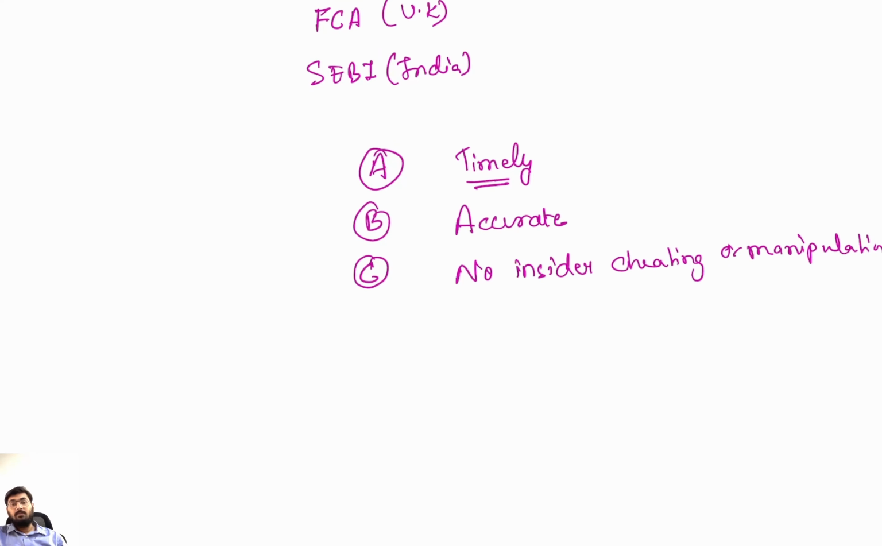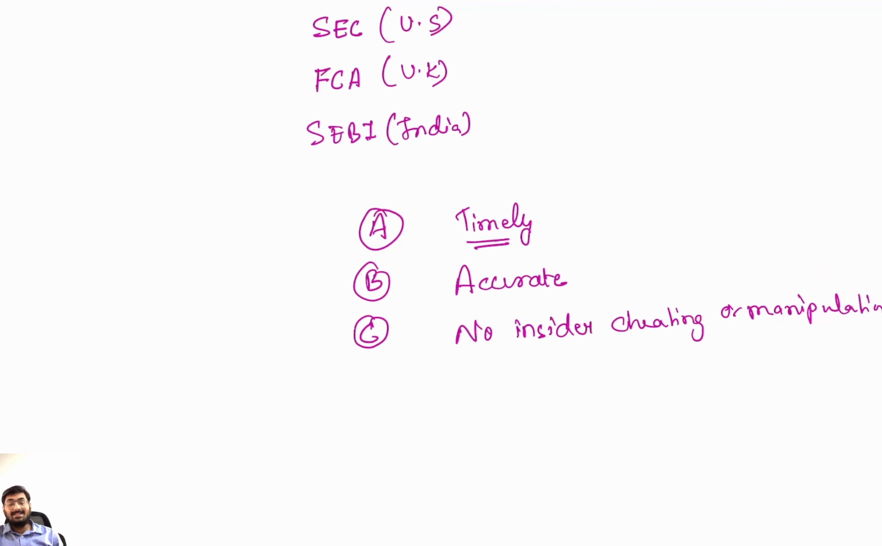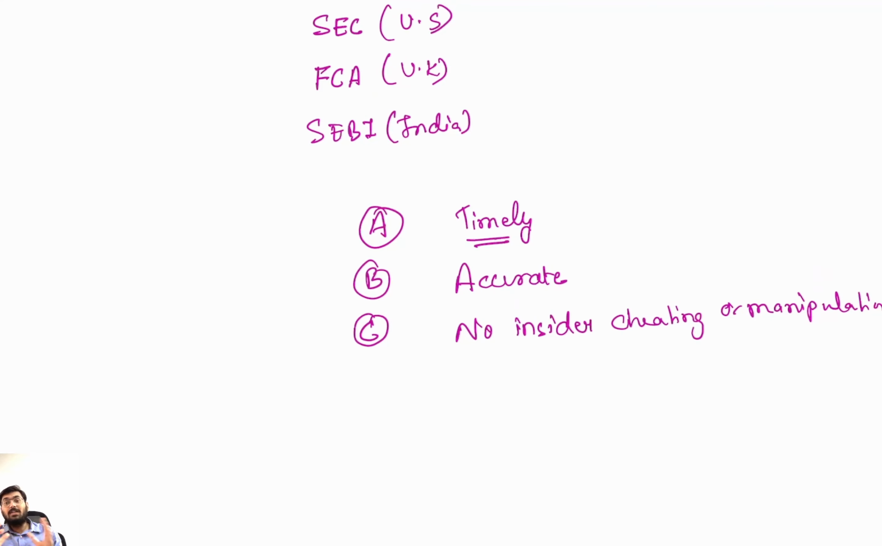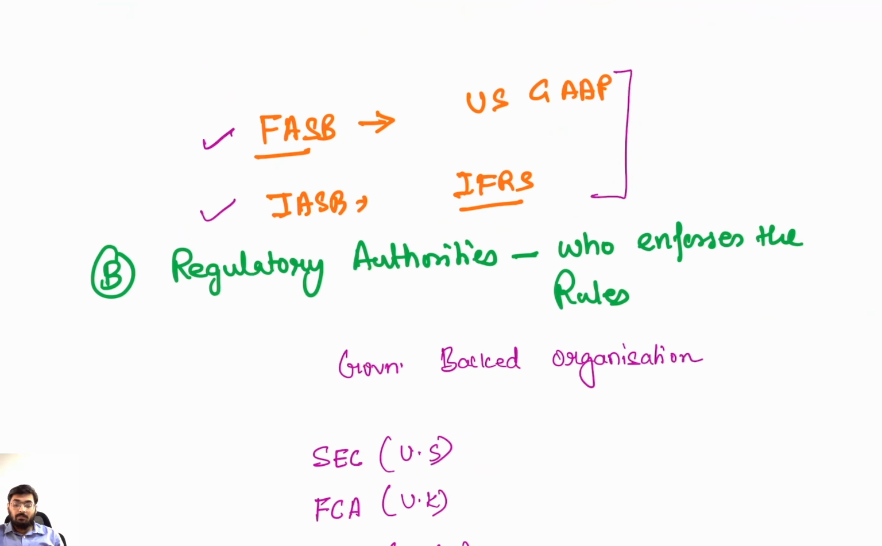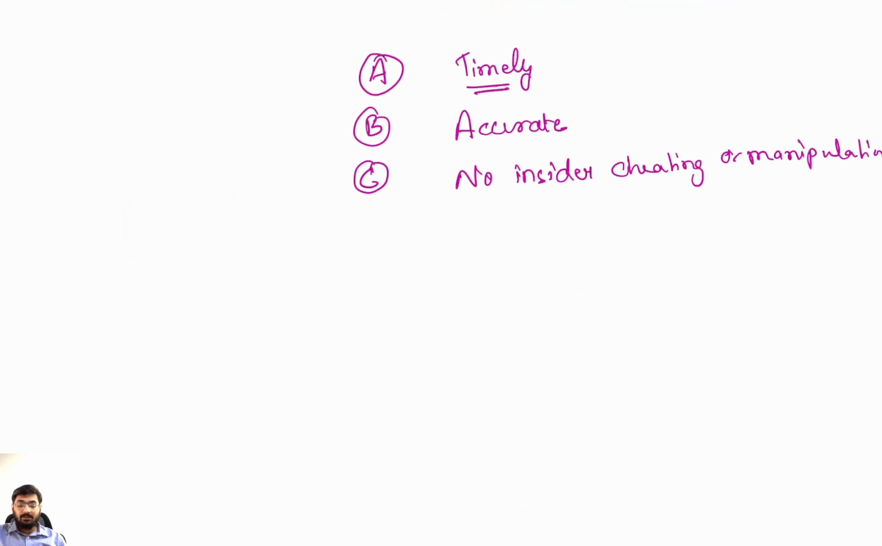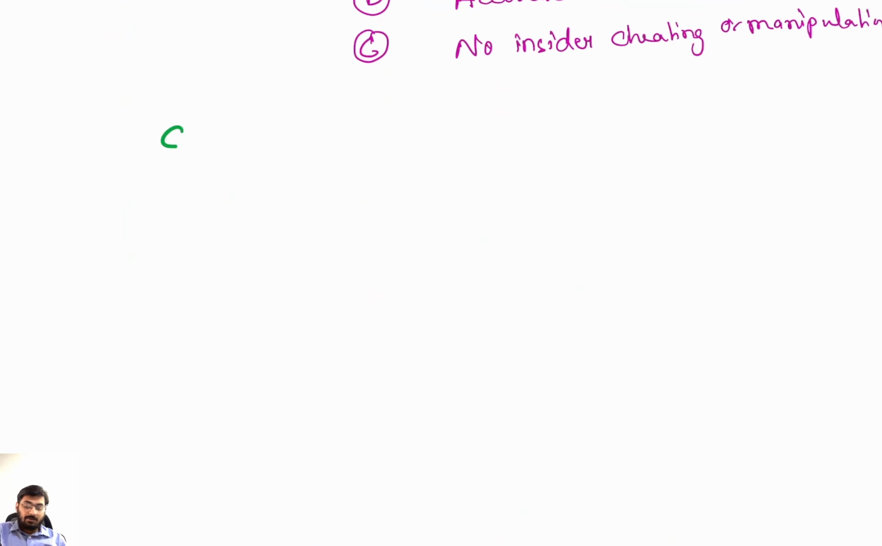Clear? So if FASB is the teacher who is setting the exam, then SEC is actually the invigilator in the examination hall who makes sure that students don't cheat. So they are the teacher who prepared the questions, and these regulatory authorities are your invigilators in the examination hall to ensure that you are not cheating. Clear? Now coming to the next point, point number C.